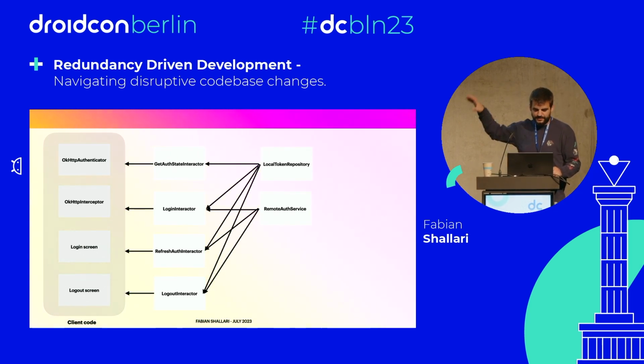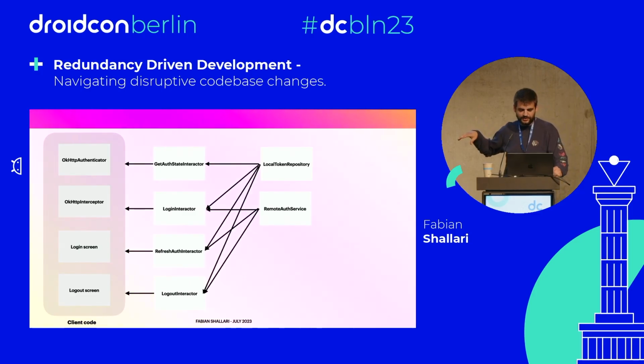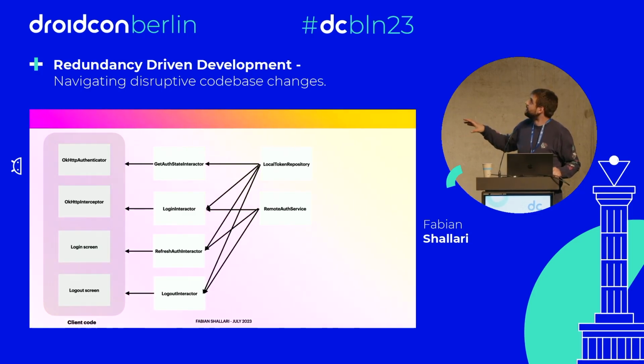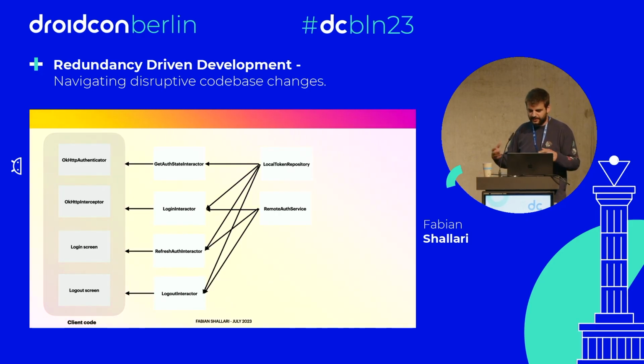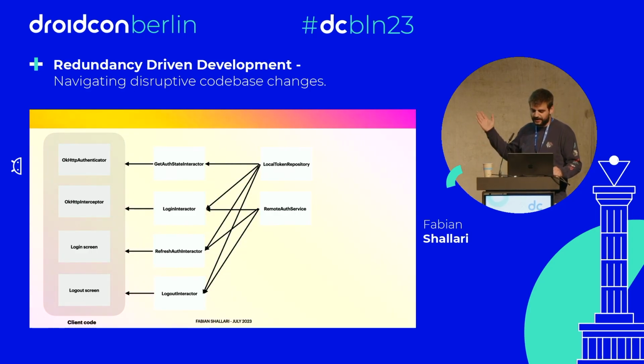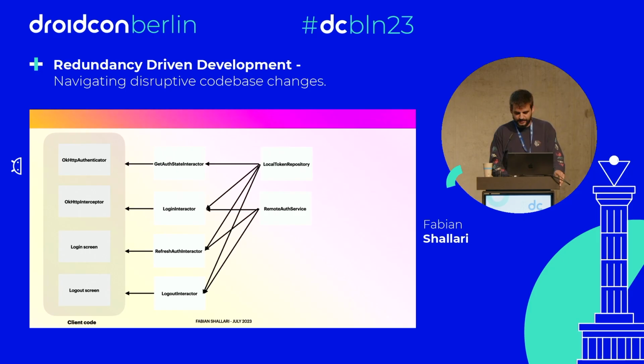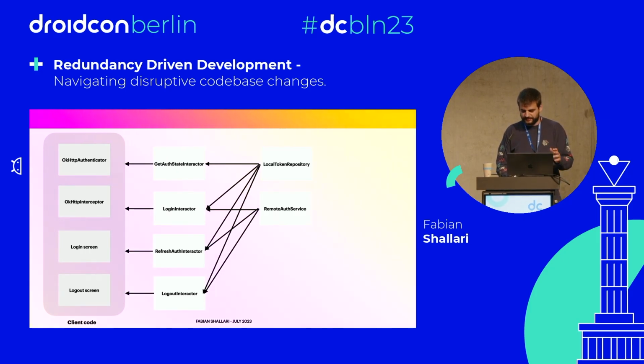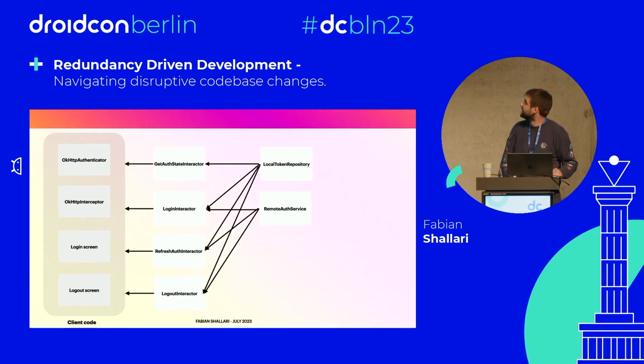So all of these interaction points use a combination of a local token repository, which is like a database which keeps track of the user's token, and the remote auth service, which might be your Retrofit APIs communicating with the authentication server. So depending on how your auth architecture is designed, this is a representation of that architecture.